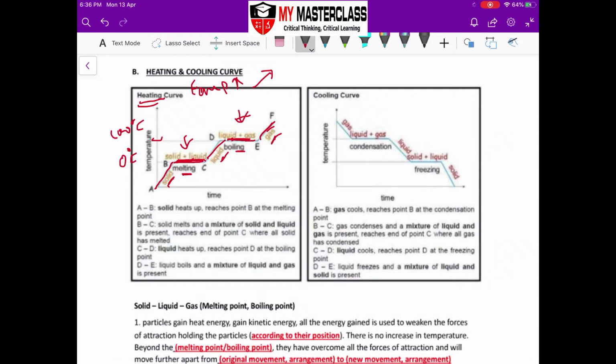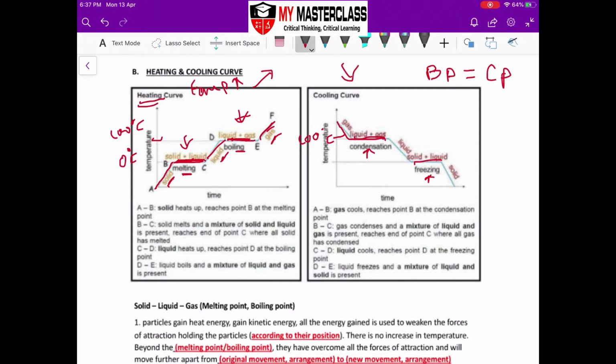Next one, your cooling curve. You lose heat, you lose temperature, so the curve is a downward curve. Same thing if we start from gas. When we see the horizontal line here, there's a change in state, and here there's a change in state. Here the change in state must be the gas condensing to liquid. Gas condensing to liquid is also at 100 degrees Celsius, for example, if it's water.